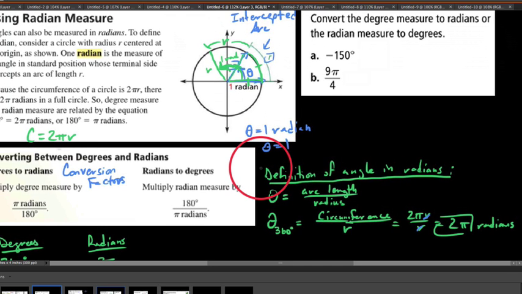So let's go ahead and start with this. We would say convert the degree measure to radians or radian measure to degrees. And so with this negative 150 degrees, let's take a look at our cheat sheet down here. It says we want to go from degrees to radians. So what we're going to do is multiply this negative 150 degrees by pi radians over 180 degrees.